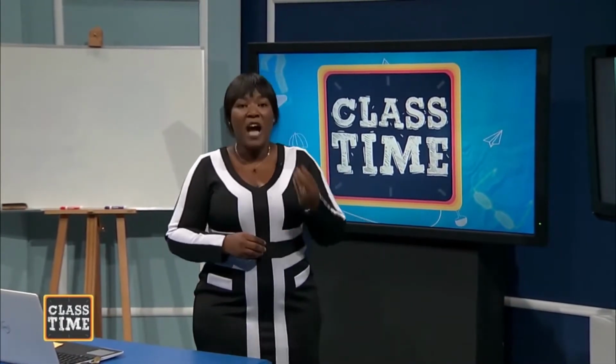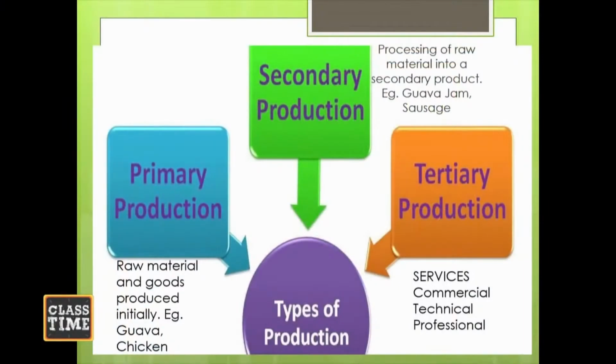We have primary production, secondary production, and tertiary production. Again, we have 3 types of production: primary, secondary, and tertiary. Let's look at the first one, primary. Primary production looks at the raw material and goods produced initially.